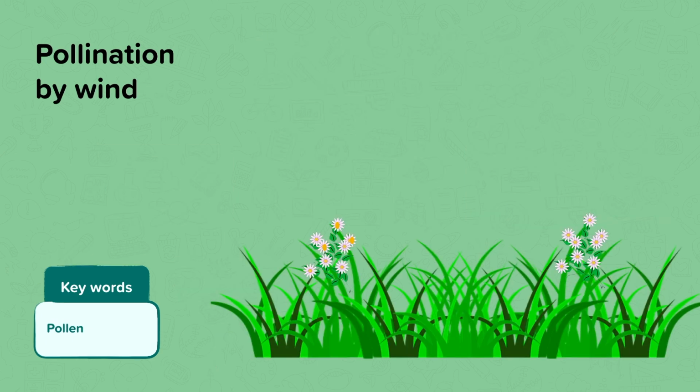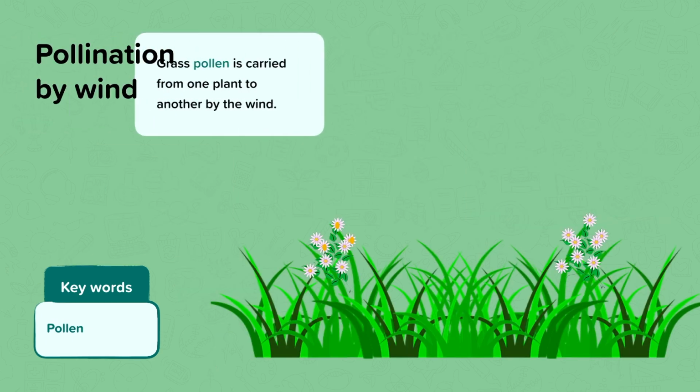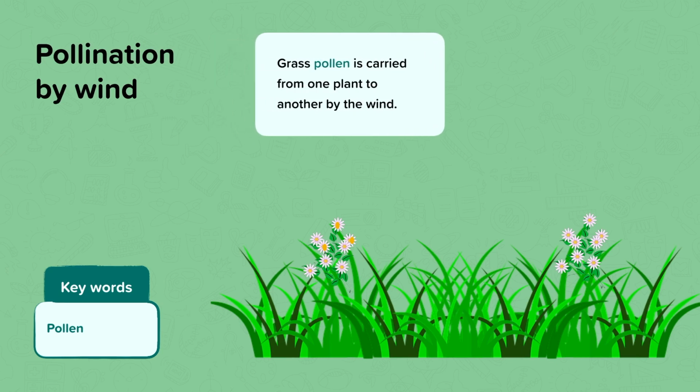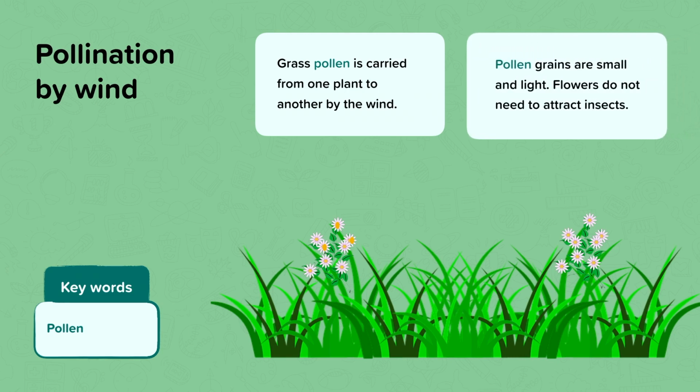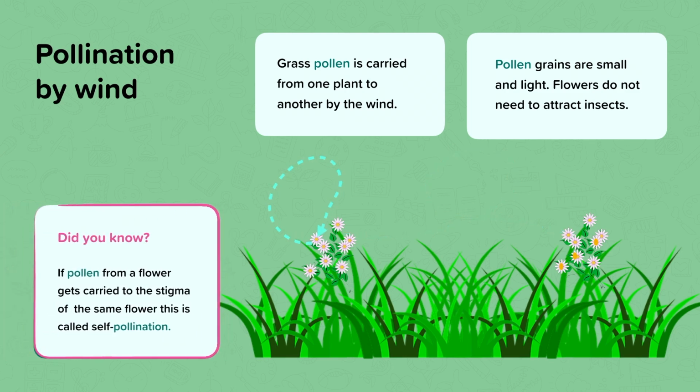Pollination by the wind. Grass is an example of a plant that has its pollen carried from one plant to another by the wind. The pollen grains of grass are very small and light, and the flowers don't need to be big and colourful to attract insects. So the pollen can be carried by the wind to another flower. Sometimes the pollen from one flower can be carried back to the stigma of the same flower. This is called self-pollination.